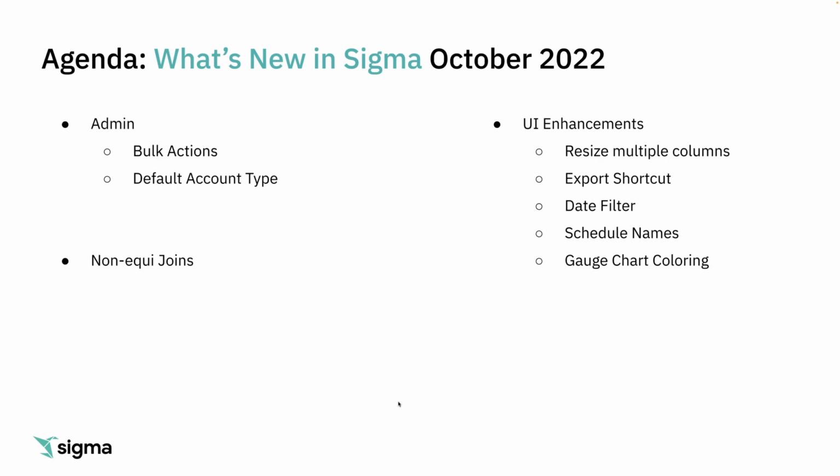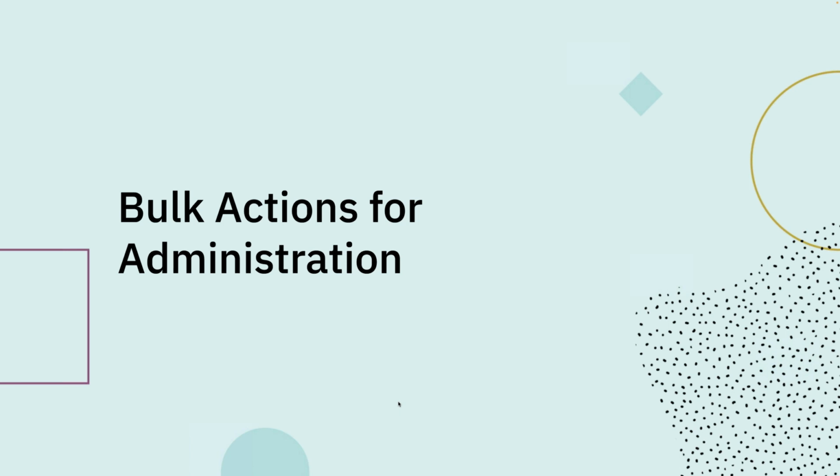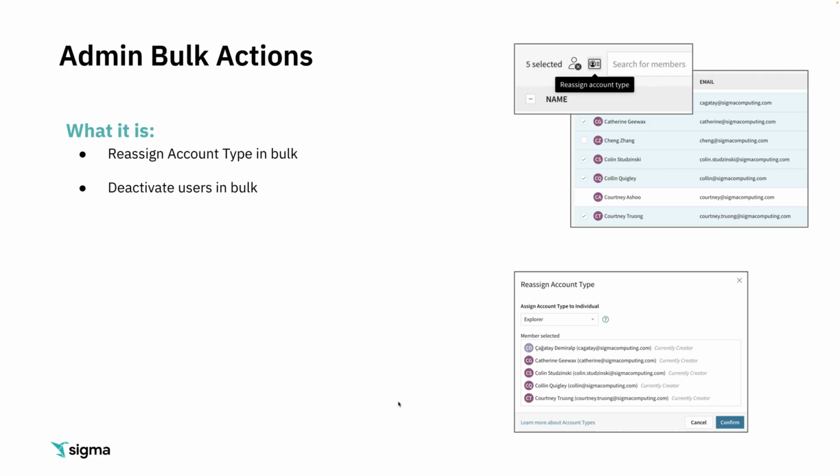So we're going to start off with bulk actions, default account type. Then we hop into the world of joins, talk about non-Equi Joins. You may not have heard of non-Equi Joins before, but that's okay. I will describe what they are. You probably actually need them, and you might not even realize it. So we've added that to the product recently, got a demonstration of that. And then we go into a whole grab bag of UI enhancements. We're always putting little tweaks in there in the visualizations. So let's jump right into it.